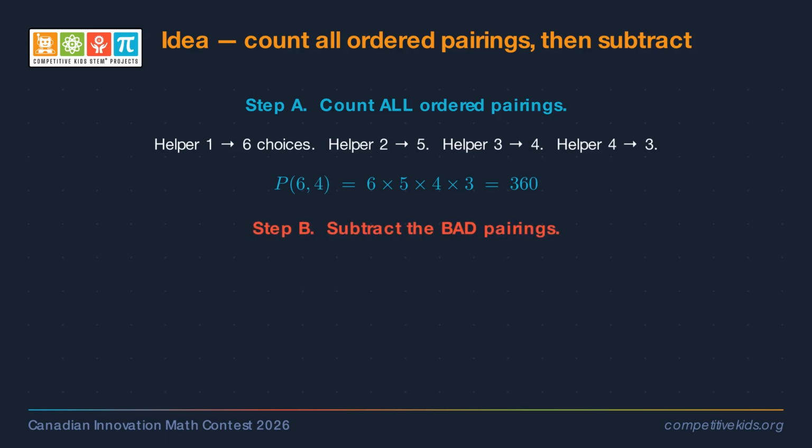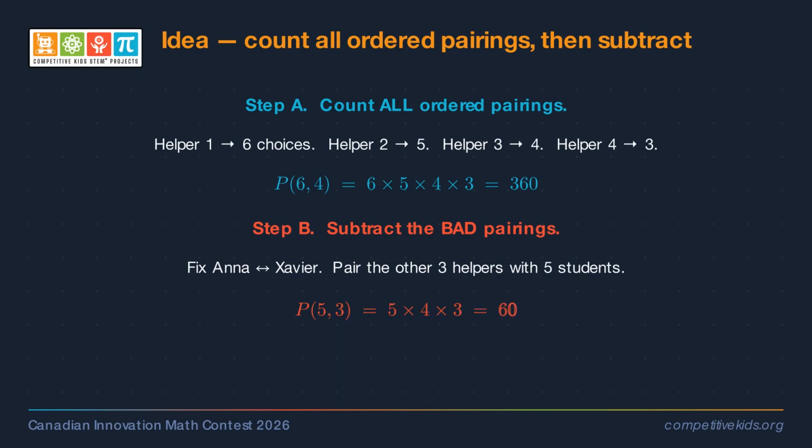Step B: subtract the bad pairings. The bad ones are the pairings where Anna is paired with Xavier. Fix that pair. Now the other 3 helpers, Ben, Kara, and Dan, pair with the remaining 5 students. 5 times 4 times 3 equals 60 bad pairings. We write this as P(5,3). So the final answer, 360 minus 60, equals 300 pairings.